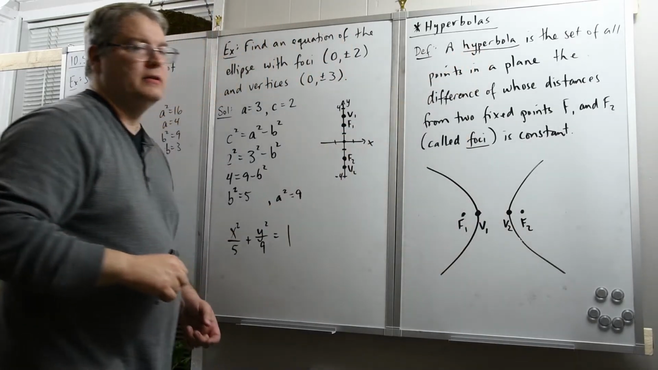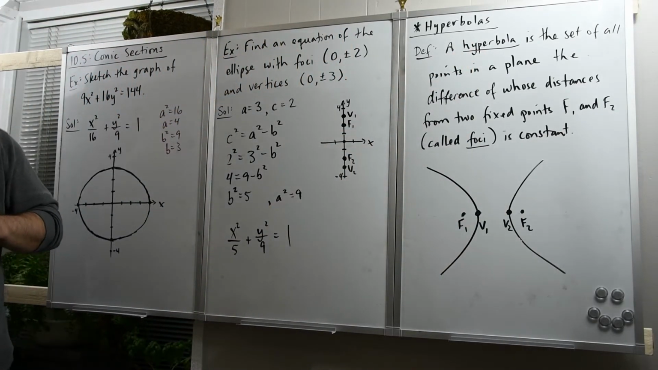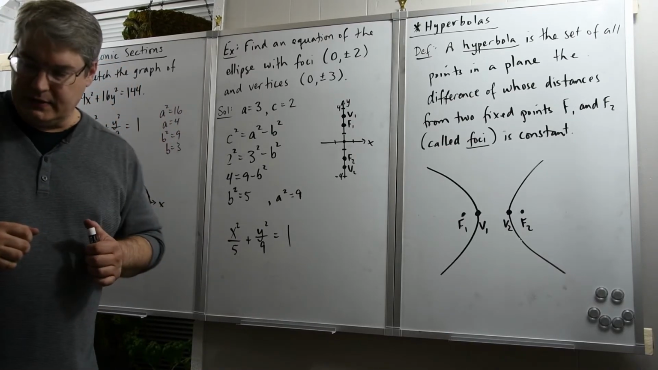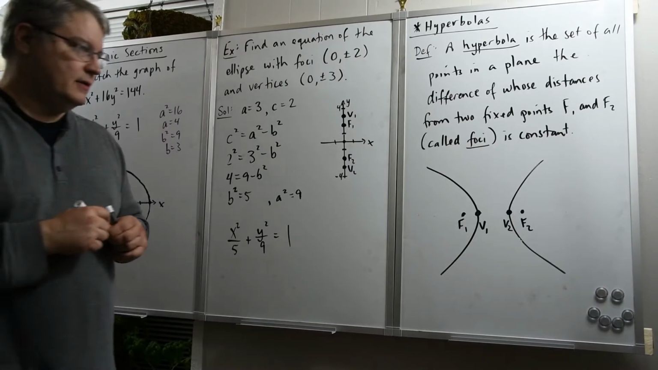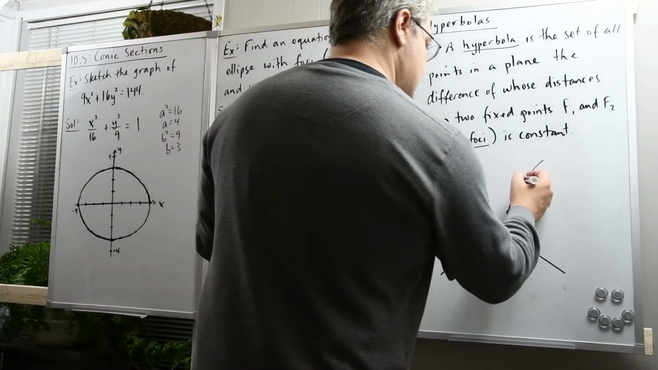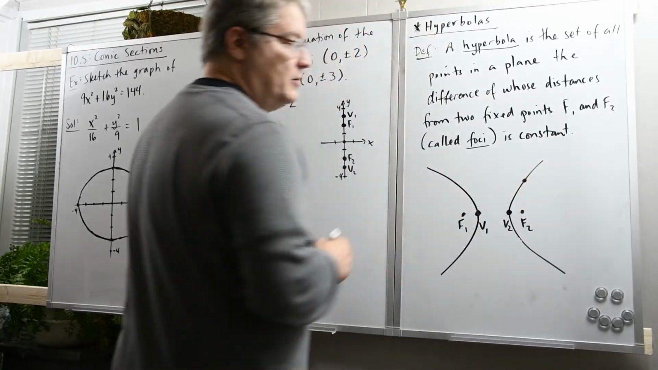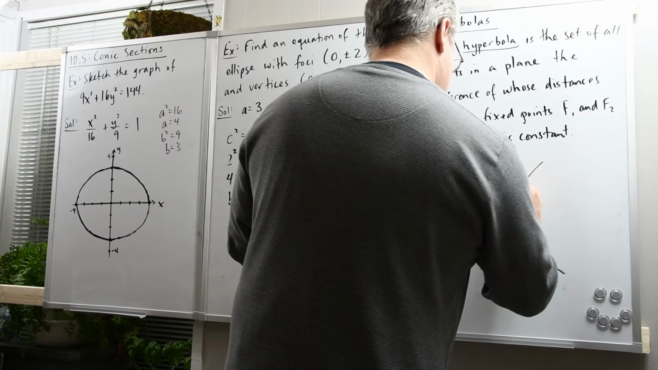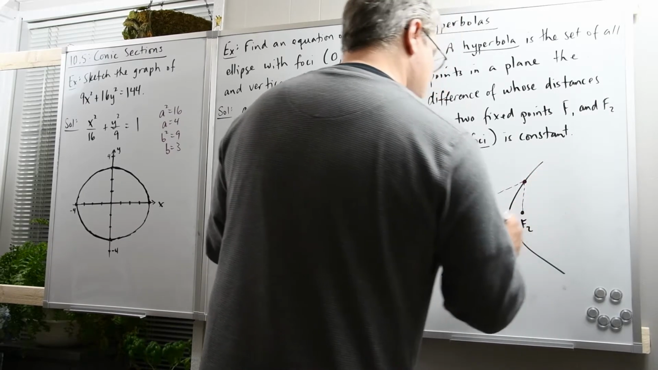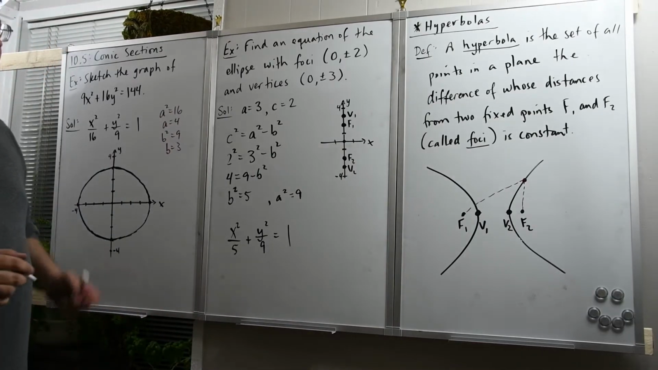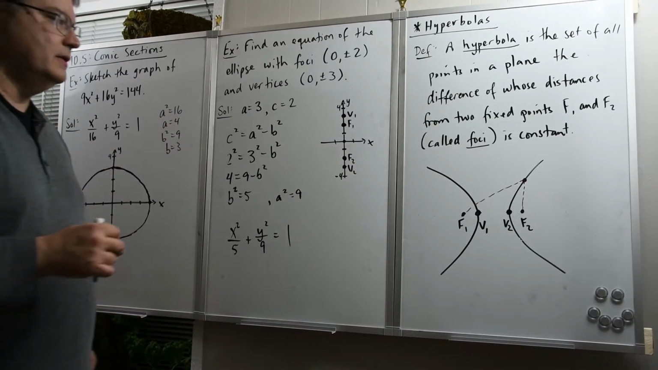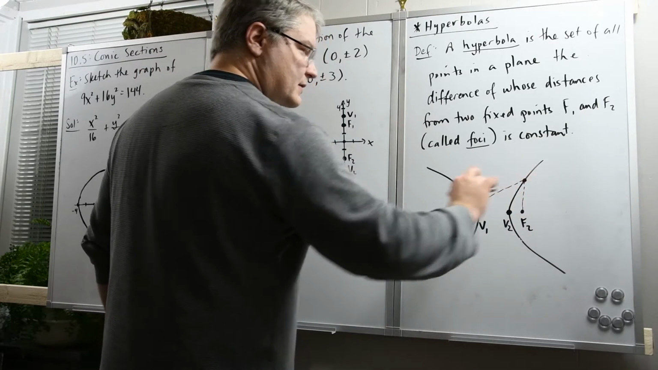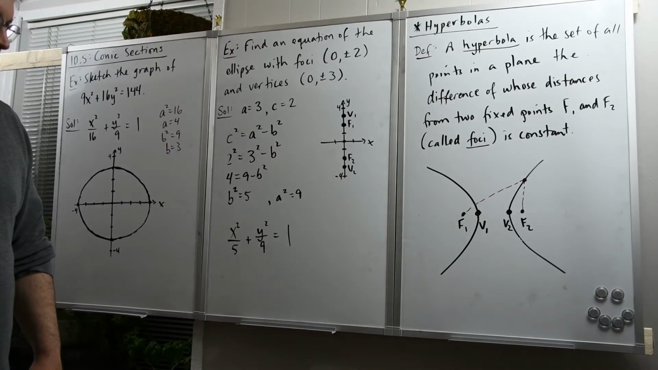Let's go back to the definition of the hyperbola: the set of all points in a plane, the difference of whose distances from two fixed points, F1 and F2, is constant. Now, if we were to take a certain point on the hyperbola, let's say this point right here, and consider the distance from that point to F1 and the distance from that point to F2, let's consider the difference in those distances. So if we were to take this distance here minus this distance here, we're going to get a certain number.